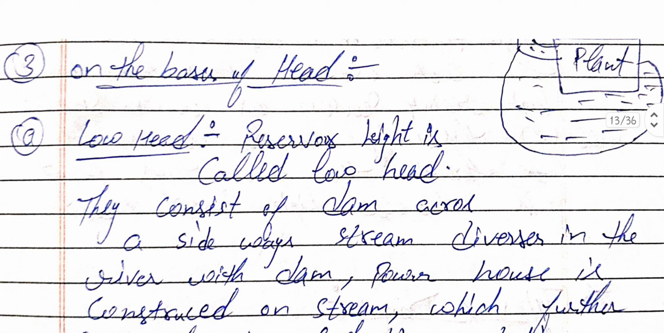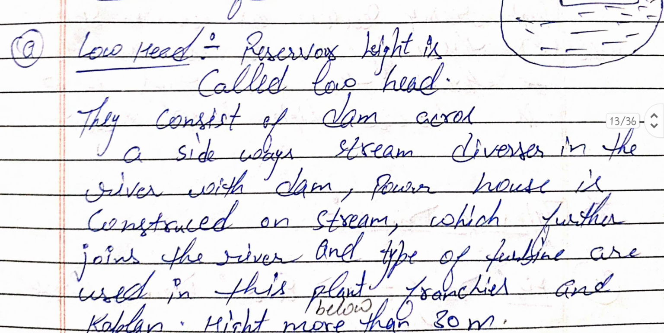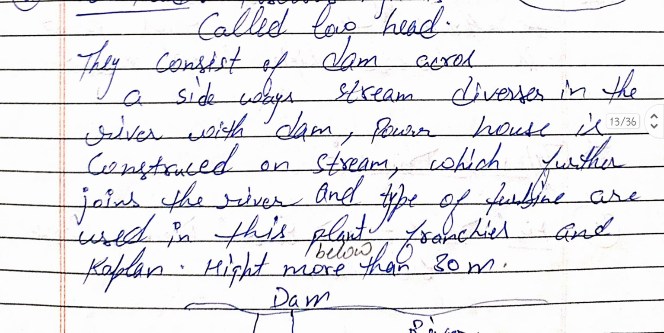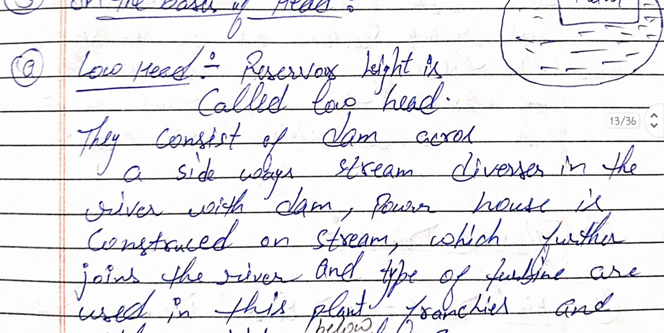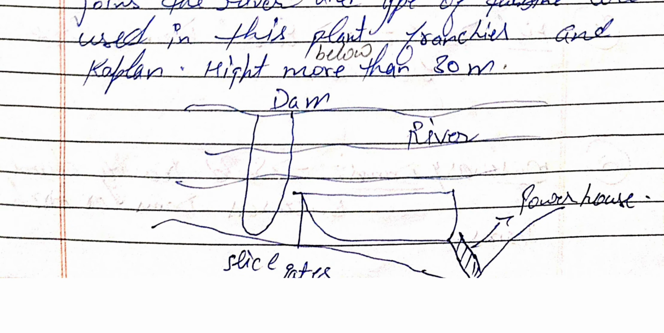Next classification is on the basis of head. First is the low head. In the low head, the reservoir height is low. They consist of a dam across a side stream diverted from the river with dams. The powerhouse is constructed on a stream which further joins the river, and the types of turbine used in this plant are Francis and Kaplan. The height is below 30 meters. So this is the diagram showing the figure for low head.